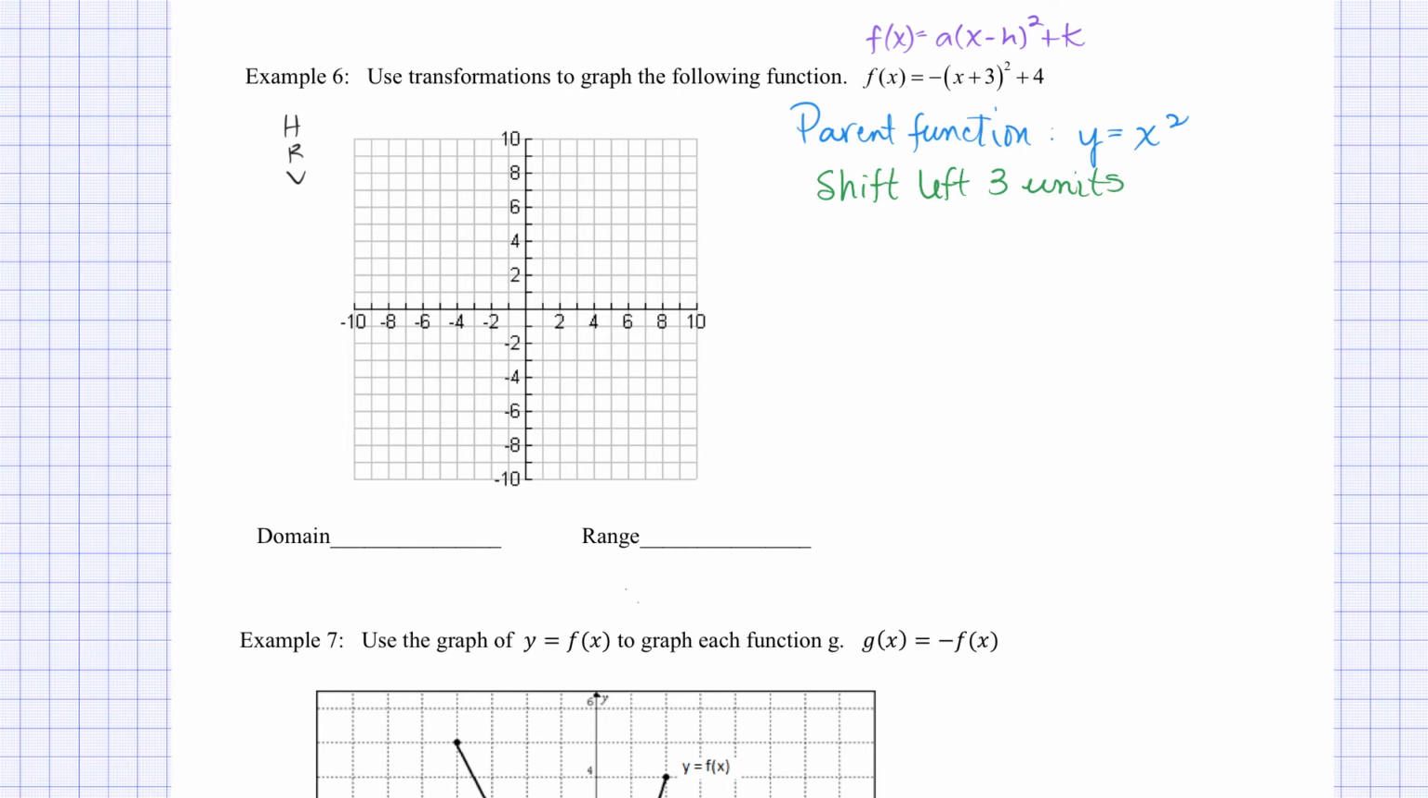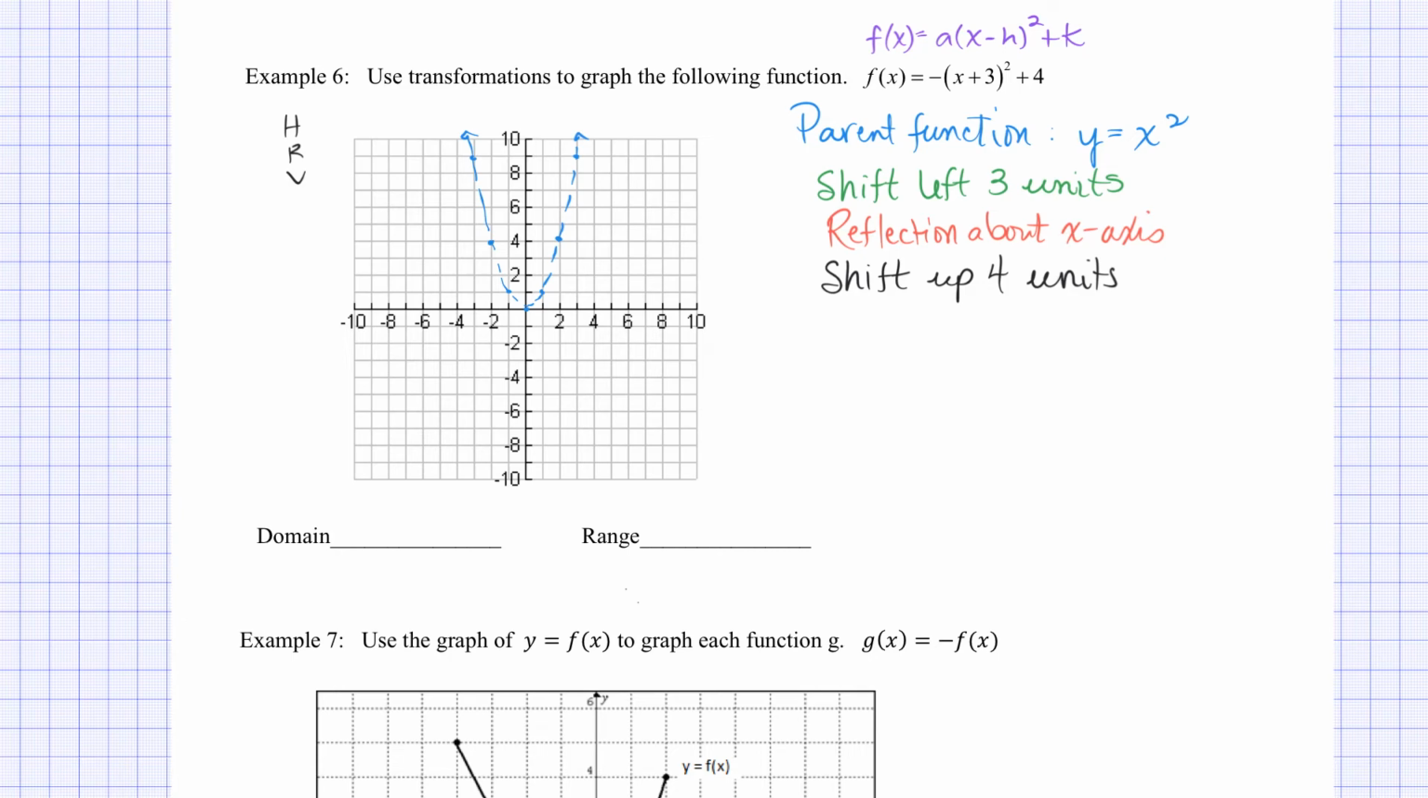Then I'm going to carry out my reflection about the x-axis. And then finally, I'm going to shift up 4 units because I am adding 4. So now you can put as much or as little of the scaffolding to get to the end result as you need. I'm going to go ahead and show all of it. I'm just going to do a dotted line again because I'm not finished.